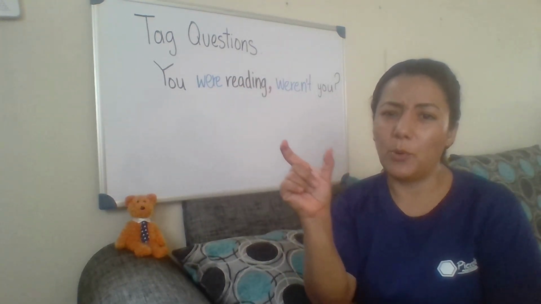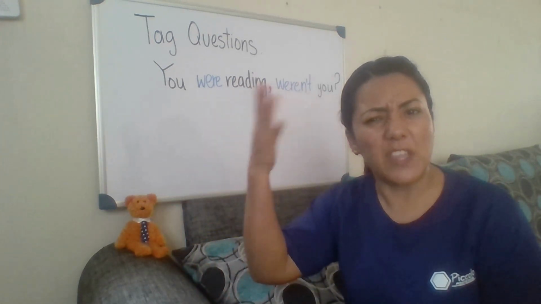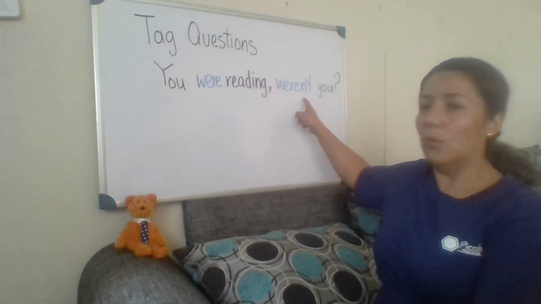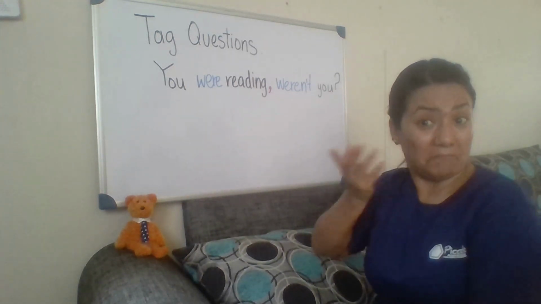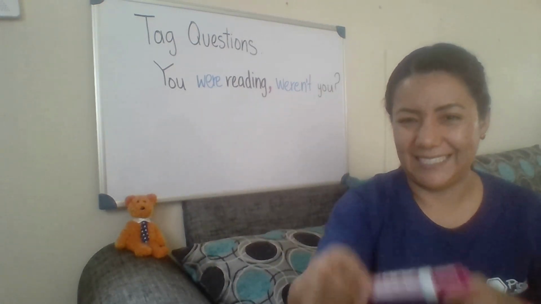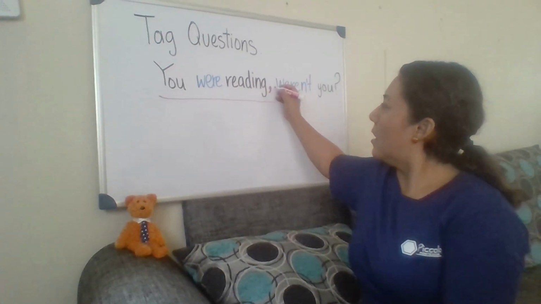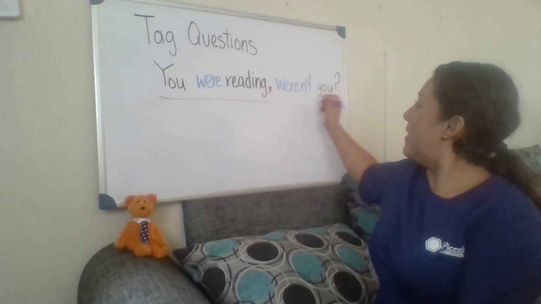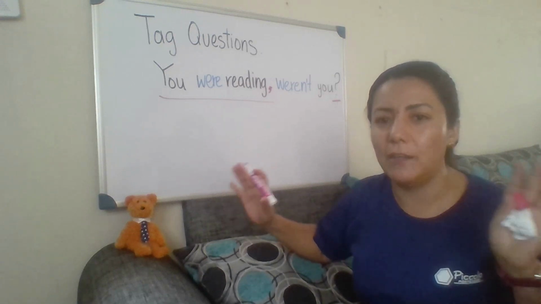Tag questions are little questions we put at the end of a sentence, at the end of something we say, just to rethink something. For example, you were reading, weren't you? It's like, yes or no. Okay? What is the rule? The rule says, you have a sentence, comma, you need a comma. You have a sentence and then you have a question. That's the main formula.